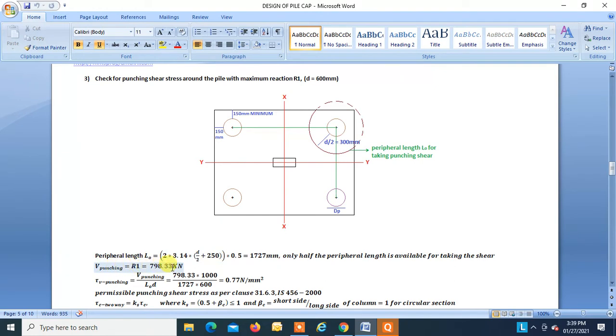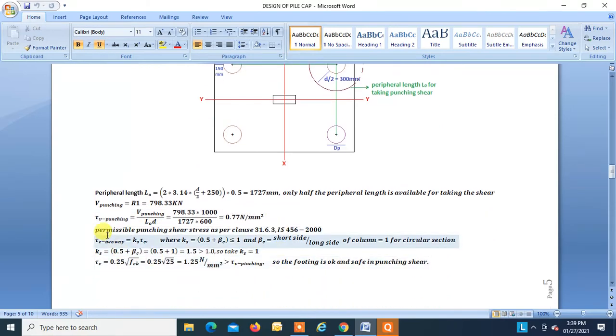Now R1 we know, that is the reaction from this pile 1, is 798.33 kilonewton. So tau v punching is V punching divided by L0D, which is equal to 0.77 Newton per mm square. Now the permissible punching shear stress as per clause 31.6.3 of IS 456-2000.